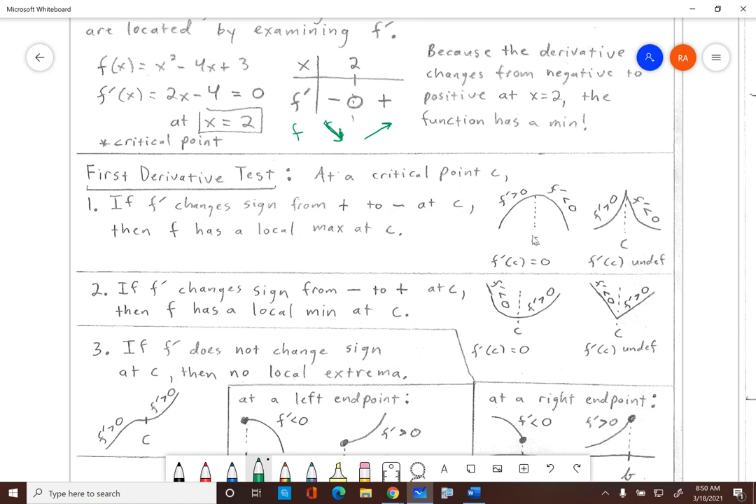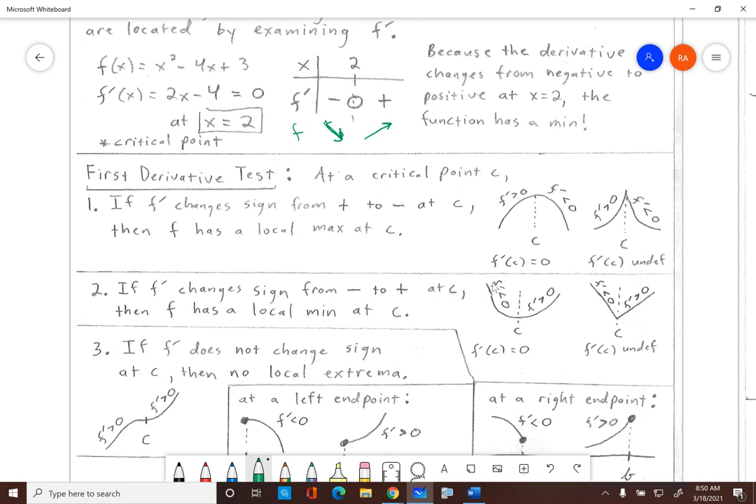Again, if the derivative changes sign from positive to negative at the critical point, then f has a local max. So the derivative could either equal 0, like in this case here, or the derivative could be undefined, like a cusp, something like this. But in both cases, the derivative is positive and then negative because the original function here is increasing then decreasing. And if the derivative changes sign from negative to positive at the critical point c, then f has a local min at c.